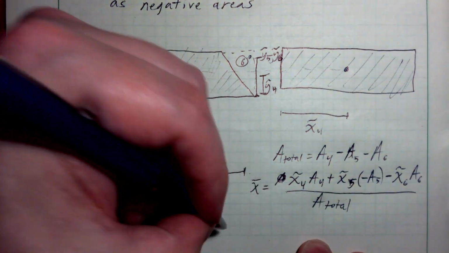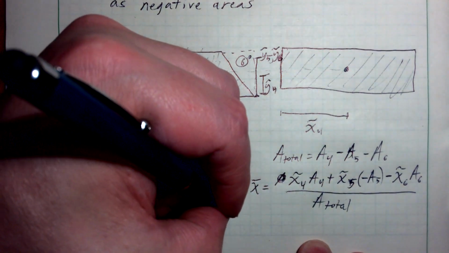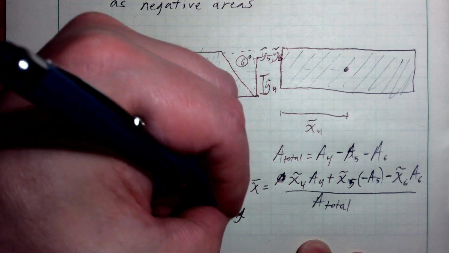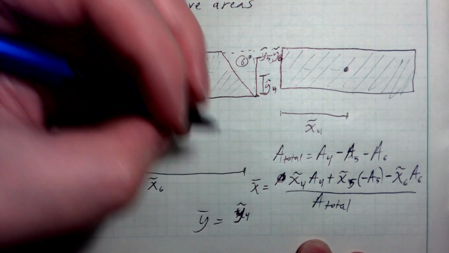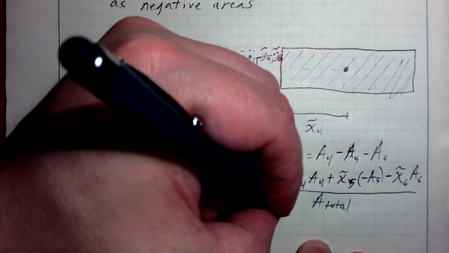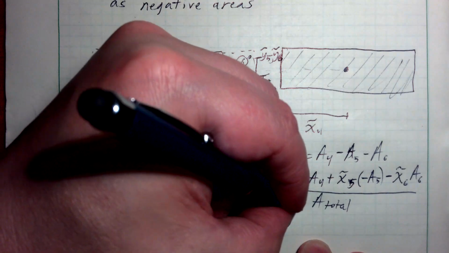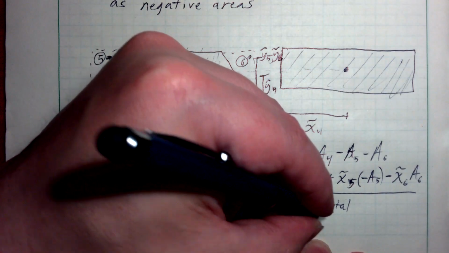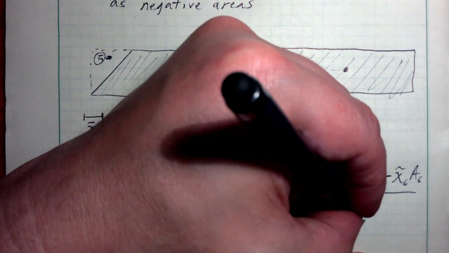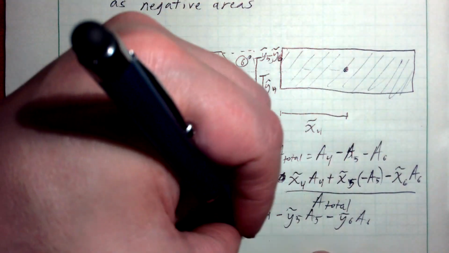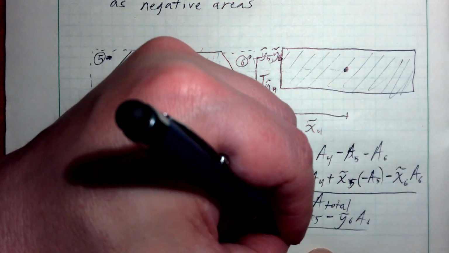And the y bar, we do the same way. Y bar would be y tilde 4, A4, minus y tilde 5, A5, and then minus y tilde 6, A6, and then divide by the total area.